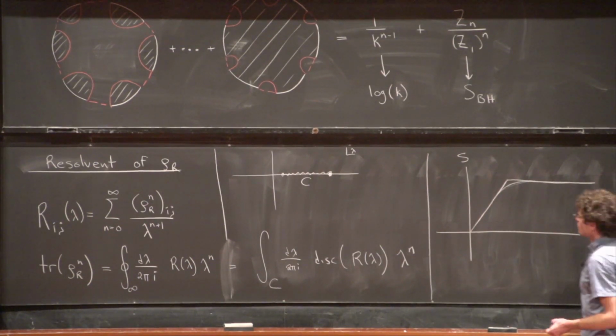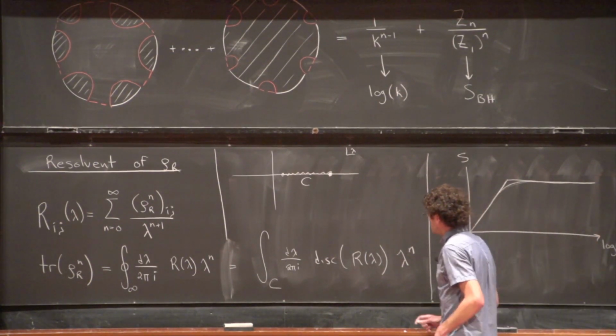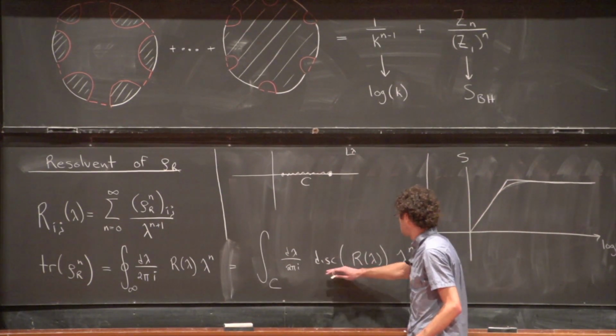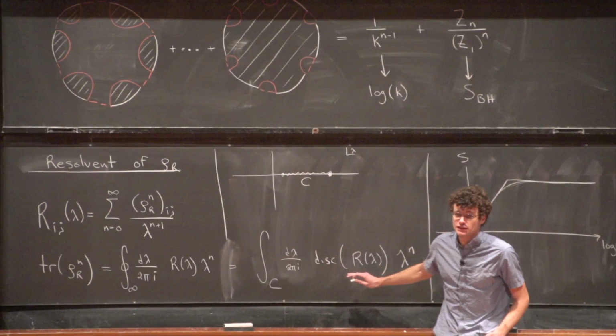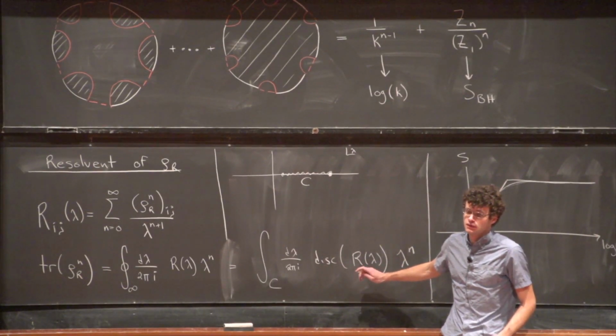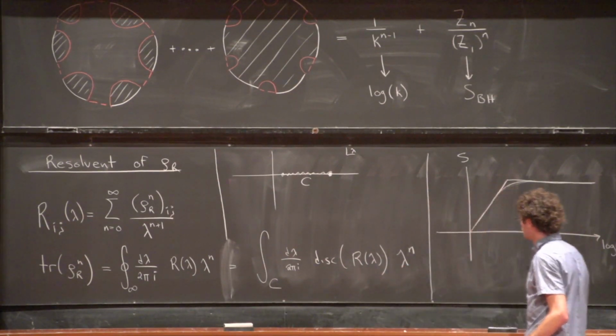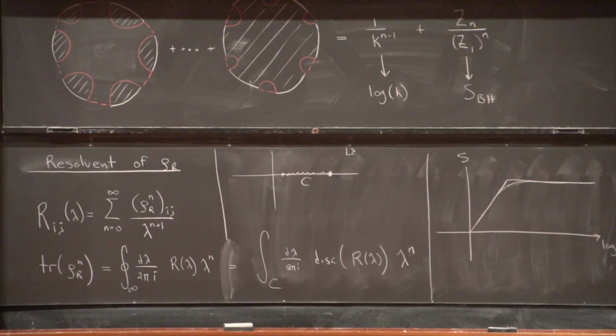By the way, another helpful way of thinking about it is that the discontinuity of the resolvent across the real axis is just the eigenvalue density of the density matrix rho R. So this is directly the density of eigenvalues of the entanglement spectrum. I want to make two comments about this.